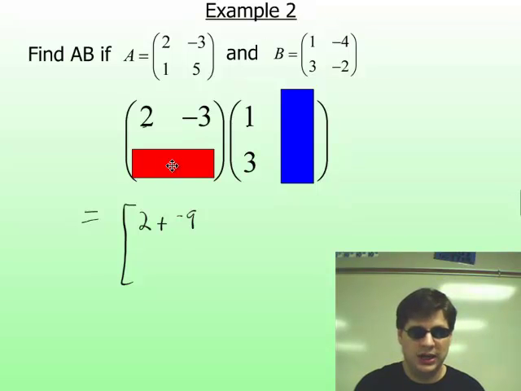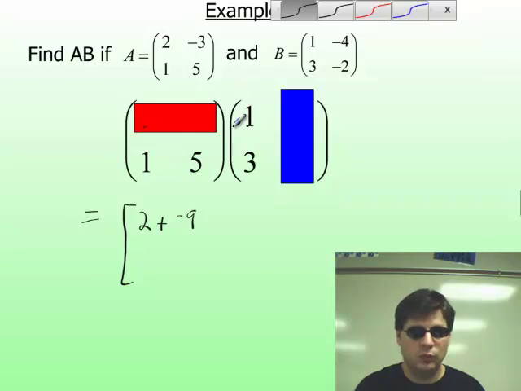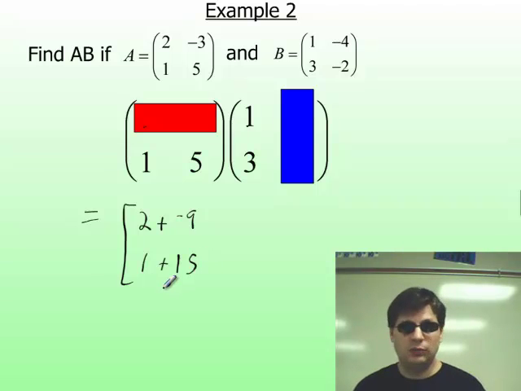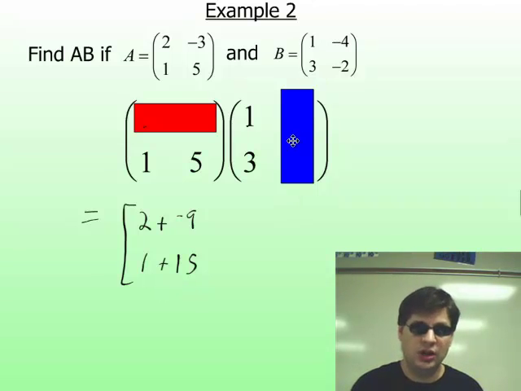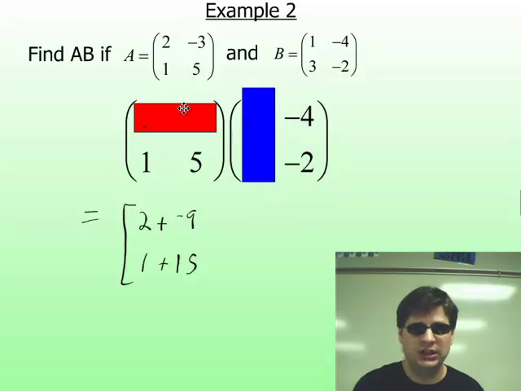Now I'm going to take this strip and cover the first row. And now we continue the process. Now I'm going to multiply 1 times 1, which gives us 1. And then 5 times 3, which I add to there, 15. Okay, so now we've done first row, second row with the first column. Now we switch the columns, so we cover up the first column. And then we start this process over again.